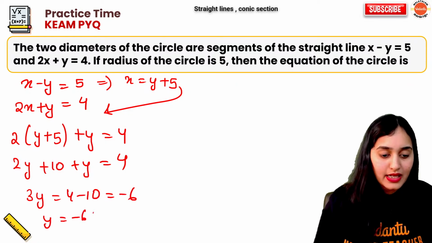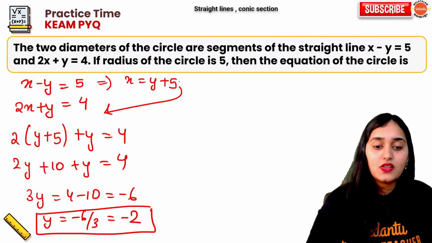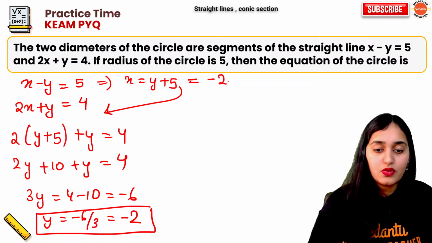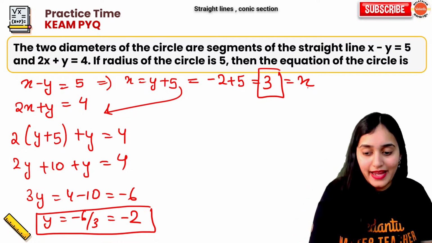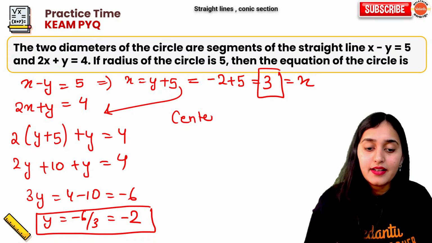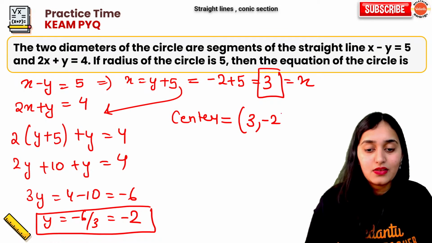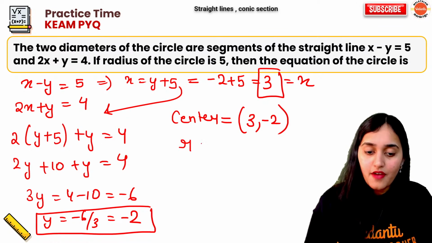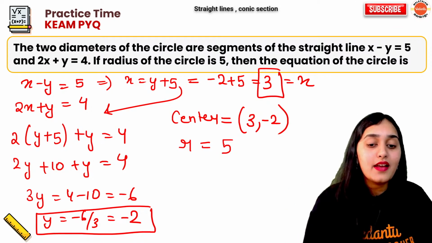So, y is equal to minus 6 by 3, that is minus 2. Now, if y is minus 2, what will be x? Minus 2 plus 5, 3. So, x is 3. So, you have x, you have y. Now, what is this x and y? This is the center. So, center of the circle is 3, minus 2. Radius of the circle is 5. Now, what is equation of the circle?